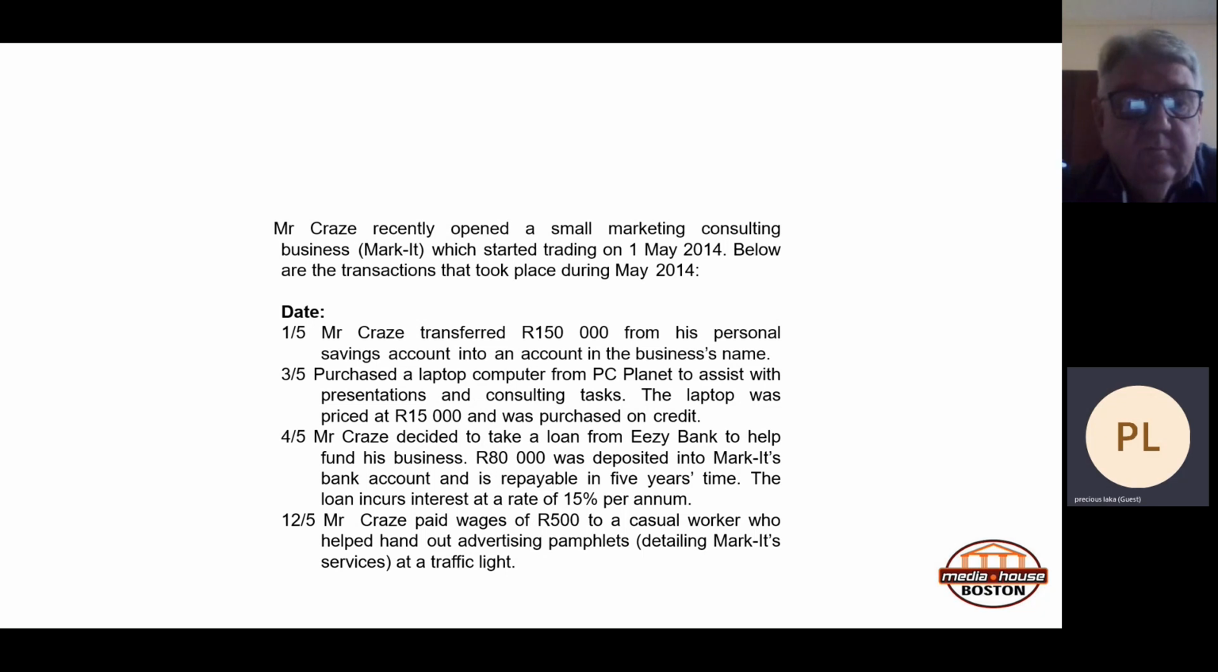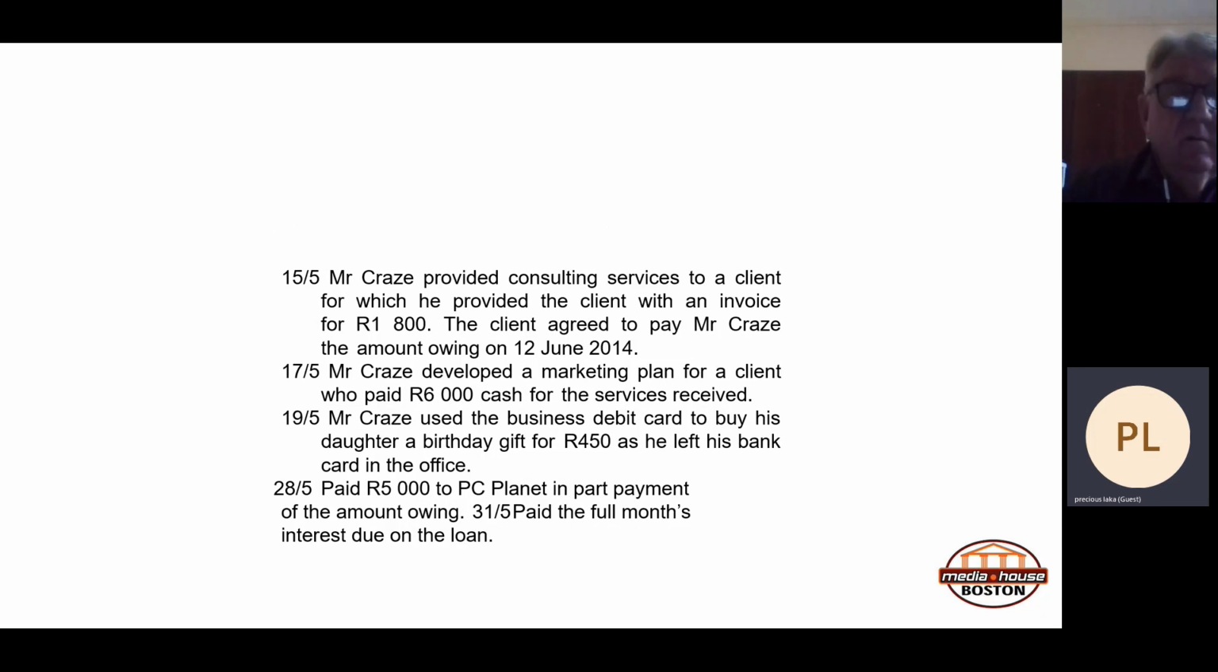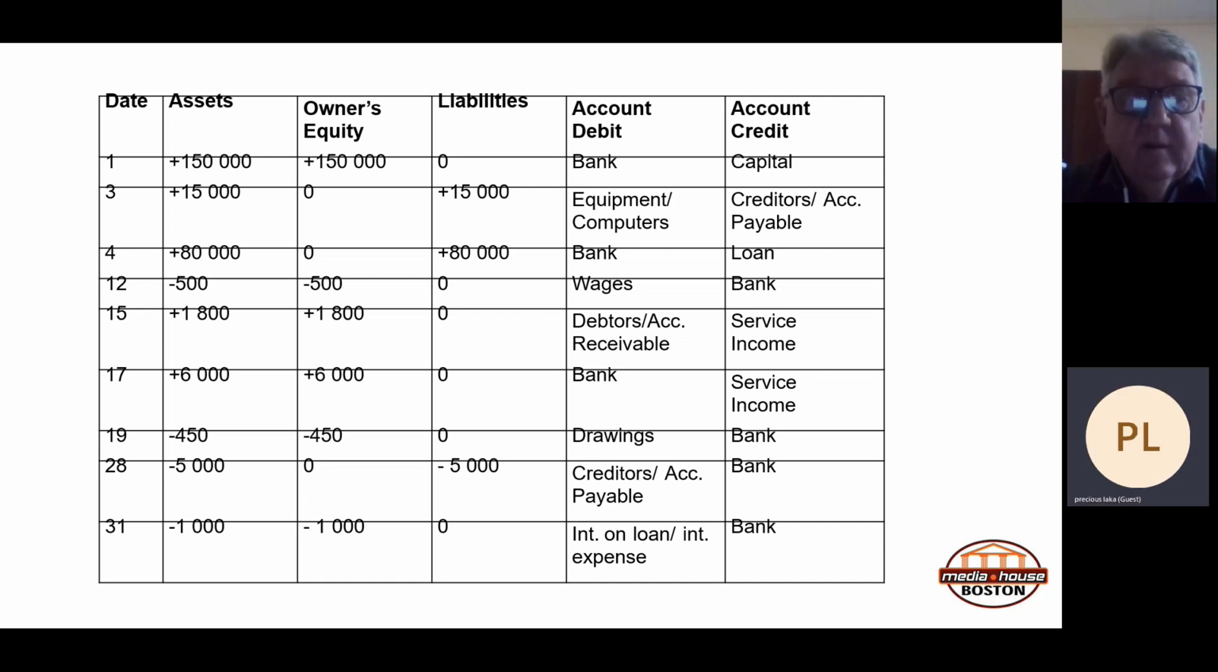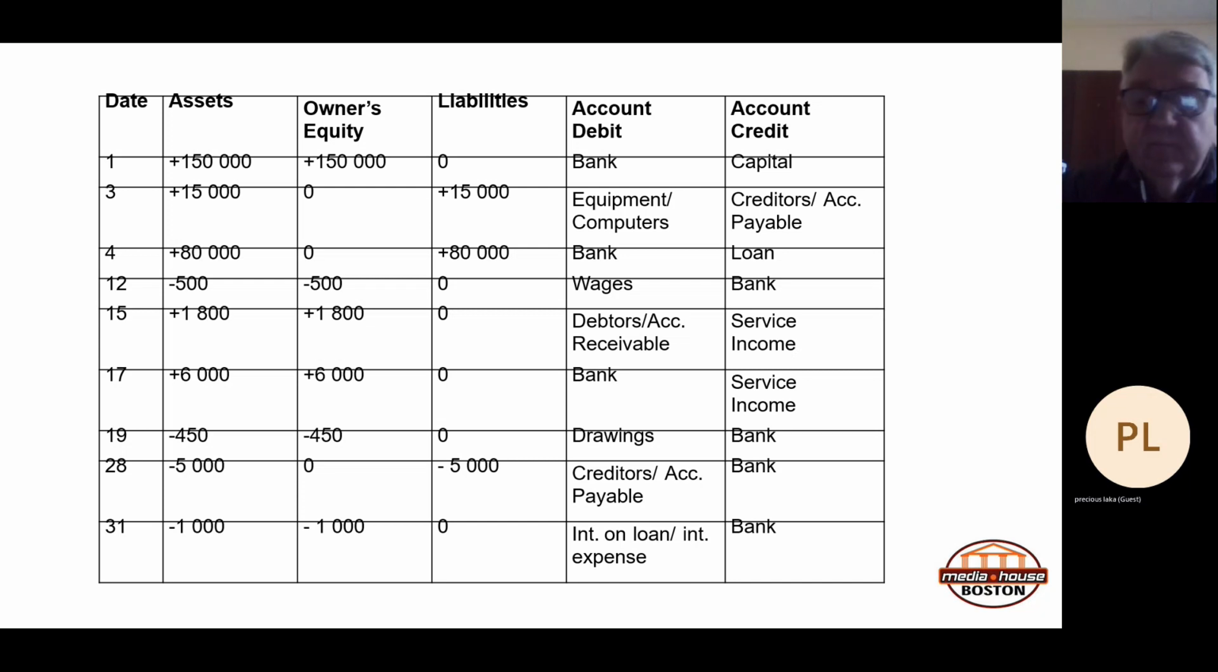And then under accounts debited, would we say it's a loan? No, the account debited is your assets, your bank. Oh, bank, yes. Okay, when money comes into your bank, we debit our bank. And then we're going to credit the loan account, yes.